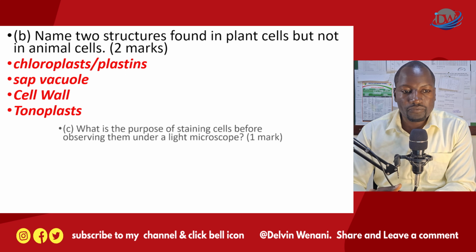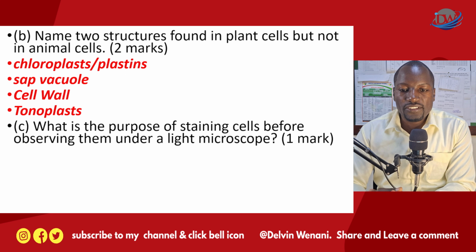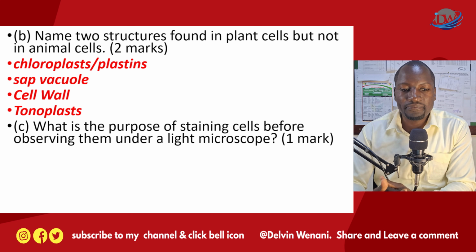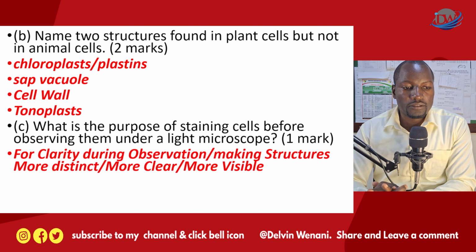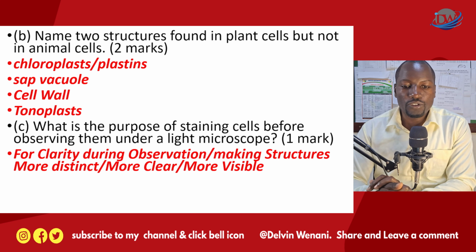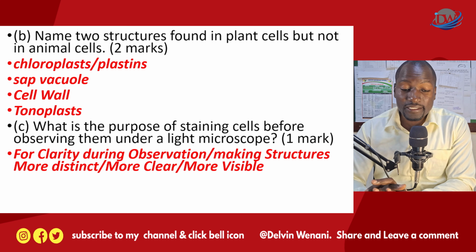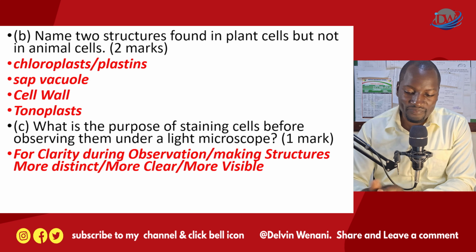Question number C. What is the purpose of staining cells before observing them under a light microscope? Why do we stain cells before observing them under a light microscope? And the answer is for clarity during observations, making structures more distinct, more clear, and more visible.